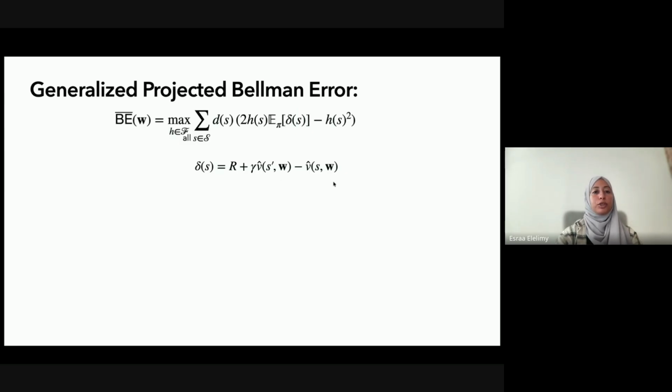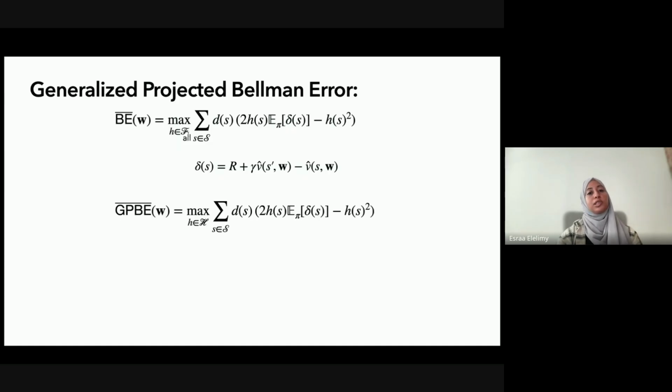And all is good. But we have one more problem, which is that this h can be any function, right? So we will need to restrict h in the same way that we did before. So I will choose a class of functions. I'm calling it big H here. I'm going to use a class of functions to represent this h, which means that, of course, not all the functions here I will be able to represent. And this is what we call the generalized projected Bellman error.